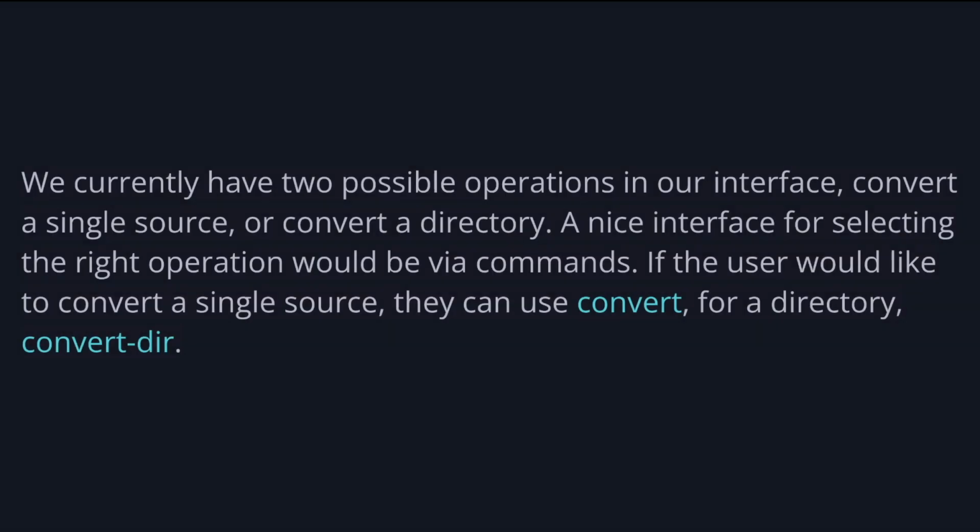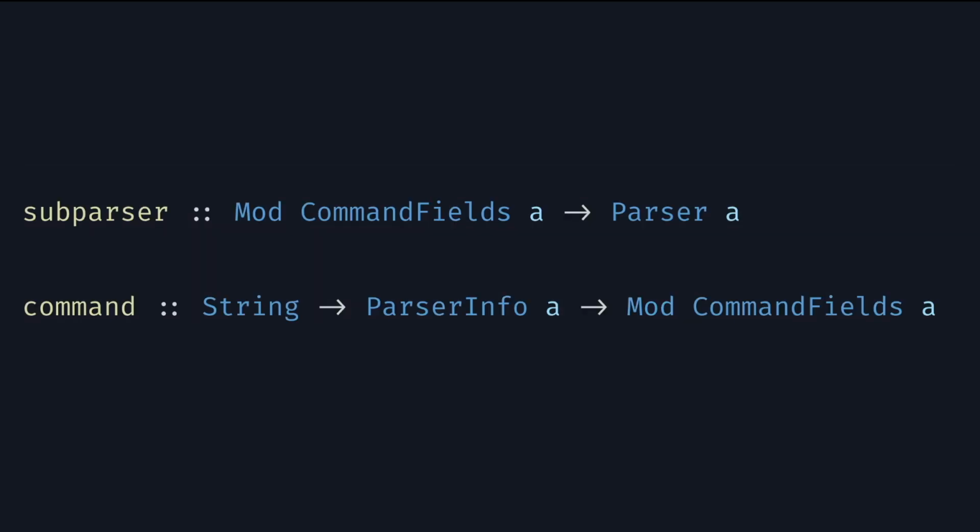We currently have two possible operations in our interface, convert a single source or convert a directory. A nice interface for selecting the right operation would be using commands. If the user would like to convert a single source, they can use convert. For a directory, they can use convert-directory. We can create a parser with commands with the subparser and command functions. Subparser takes command modifiers, which can be constructed with the command function, as input, and produces a parser. Command takes the command name, in our case convert or convert-directory, and a parser info, and produces a command modifier. As we've seen before, these modifiers have a monoid instance, and they can be composed, meaning we can append multiple commands to serve as alternatives.